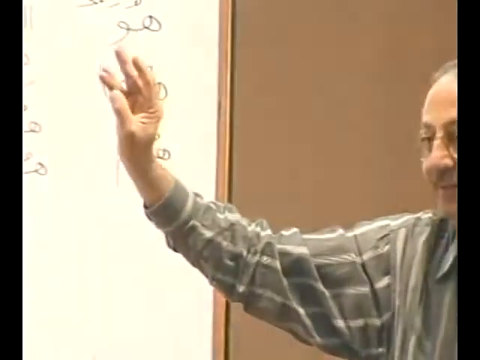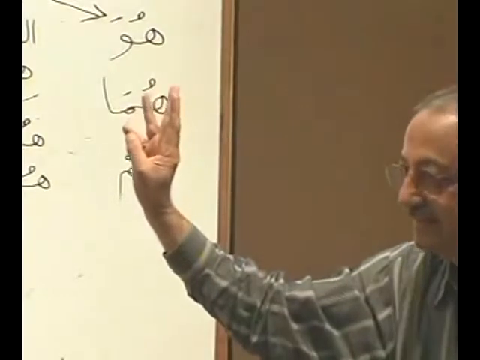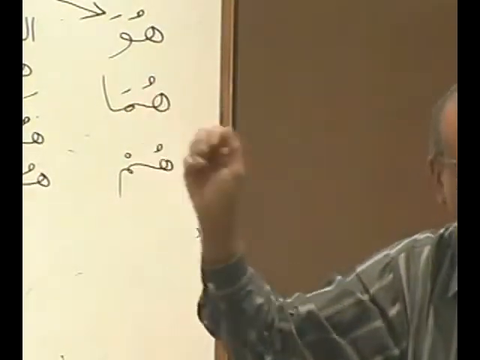Got the idea, brother? Okay, so huwa huma hum, hiya huma hunna, anta antuma antum, anti antuma antunna, ana nahnu. Brother, try to memorize it.